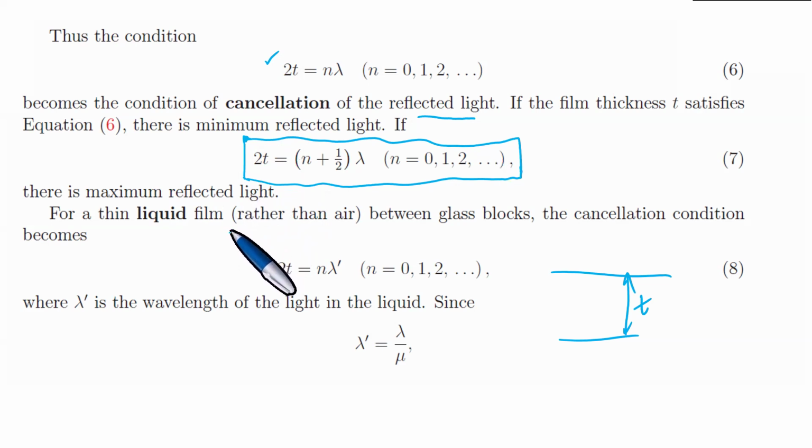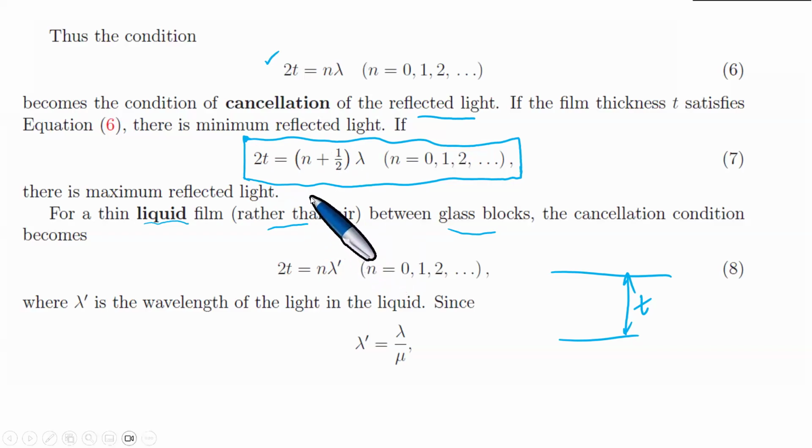For a thin liquid film rather than air between glass blocks, the cancellation condition becomes 2t equals n lambda primed, where n is 0, 1, 2, and so on. Rather than air, this is the situation of air, because we said if the thin film thickness satisfies equation 6, there is minimum reflected light if 2t is equal to n plus half times lambda, and otherwise there is maximum reflected light.